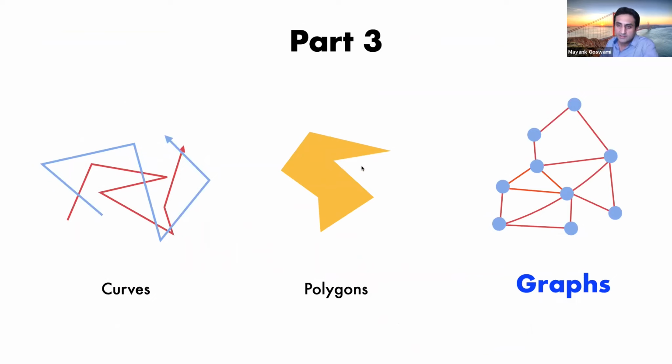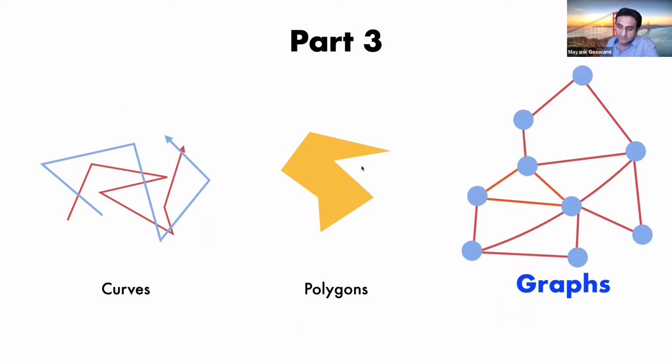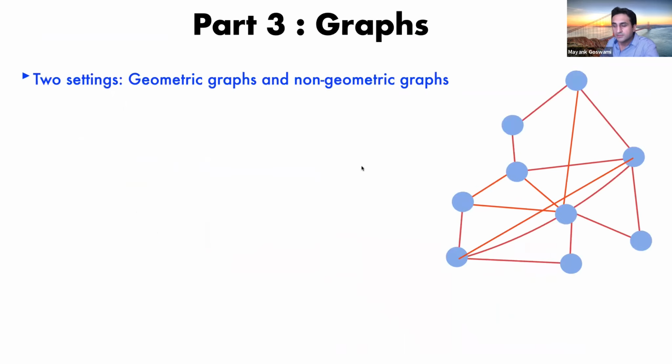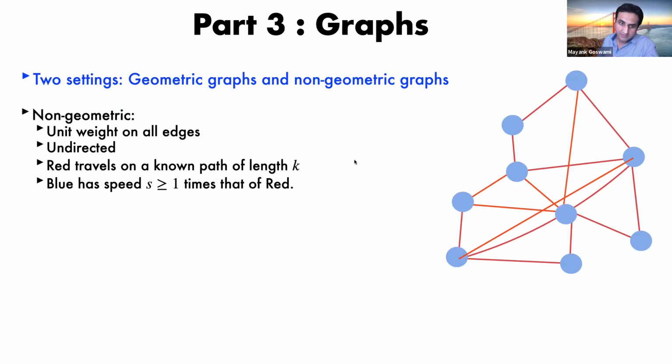And the last section is on graphs. We consider two types of graphs: geometric graphs, which are more interesting because there's more geometry in them, and also non-geometric graphs, which are just plain unweighted, undirected graphs. Let me first quickly summarize our result for the non-geometric graph. What's shown here is a non-geometric graph, where all weights are 1. It's undirected. Red is traveling on a known path of length k.